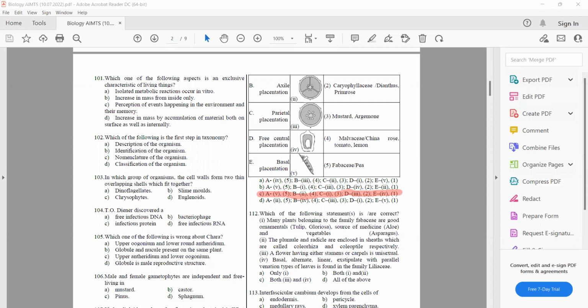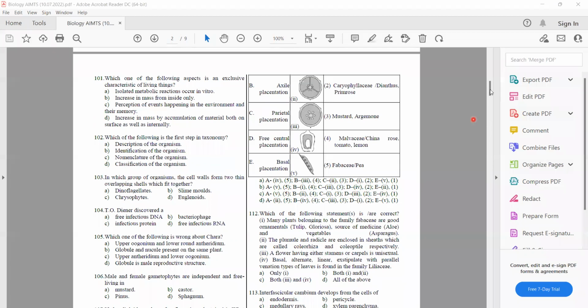And when we talk about parietal placentation, you can see cucurbita will come, right? Mustard will also come there. And when we talk about free central placentation, dianthus will come, dianthus and primrose. And for basal placentation, you can see sunflower and marigold will come there, right?